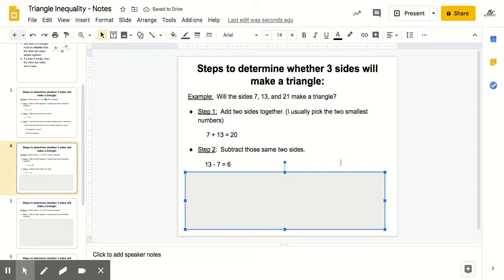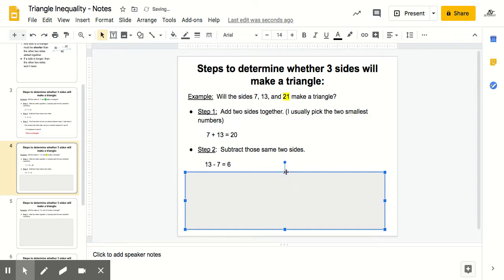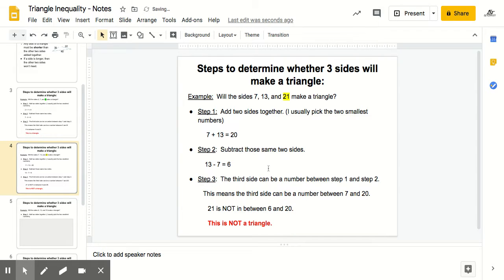So now step 3 is actually how we see if this is going to be a triangle or not. So our third side has to be a number in between 20 and 6. Well, our third side in this case is 21. Is 21 in between 20 and 6? No, 21 is not a number in between 6 and 20, so this is not a triangle.